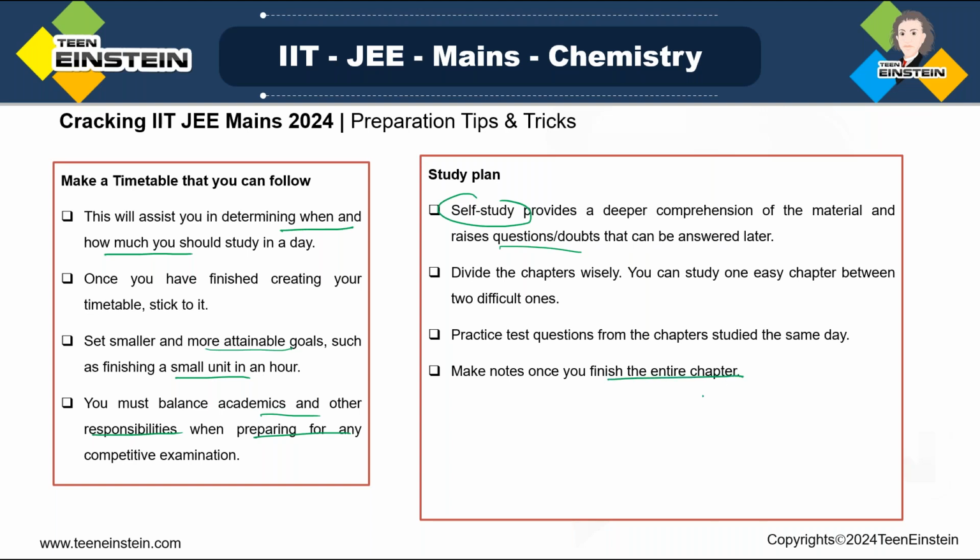Make notes once you have finished the entire chapter, and you can also do so while you are going through the chapters. Suppose in basic principles of organic chemistry, when you are going through isomerism, you can make some flow chart in your own way. I'm not saying copy and paste from someone, you can also do so, but make your own notes while reading the chapters.